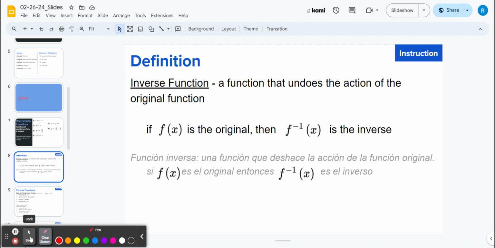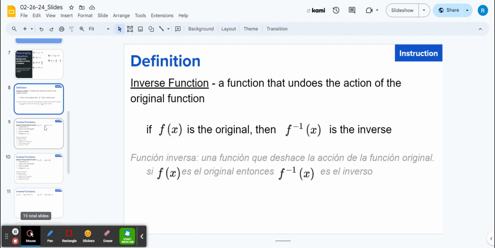Two things to point out here. One thing to point out is the notation. If f of x is the original function, then we're going to call the inverse f to the negative 1 power. And that's just a symbol that notates that we're dealing with inverses there.